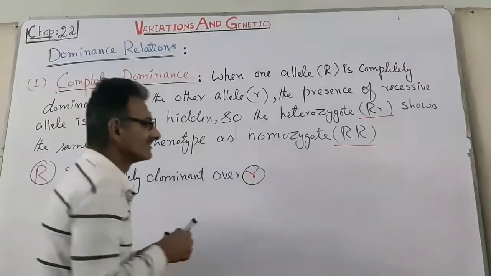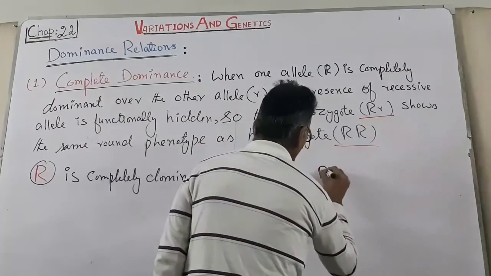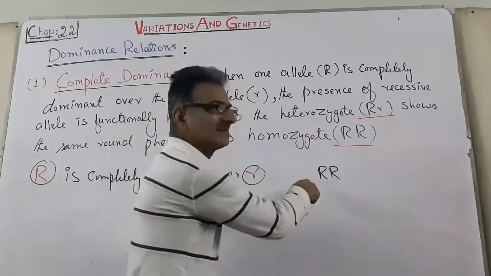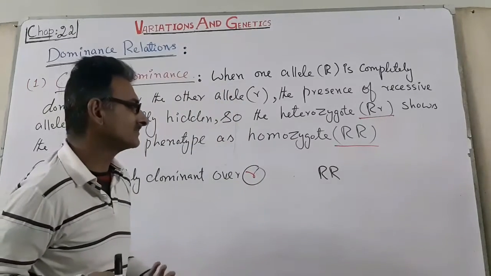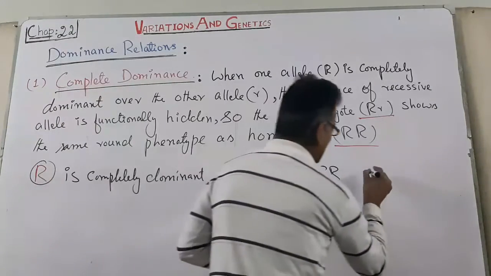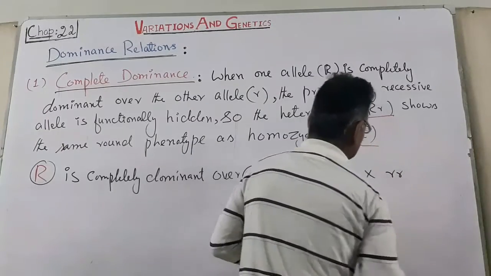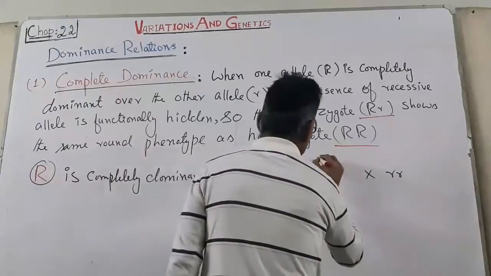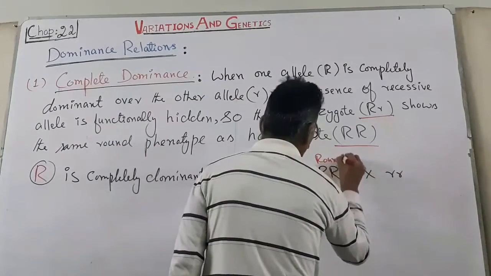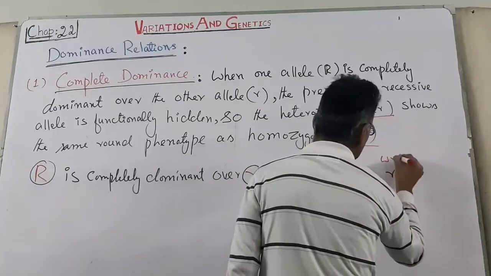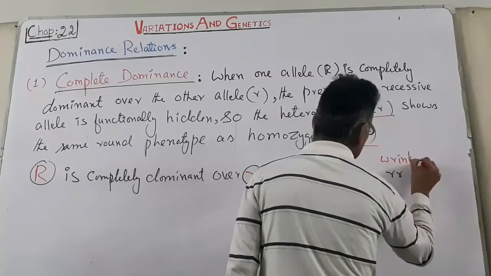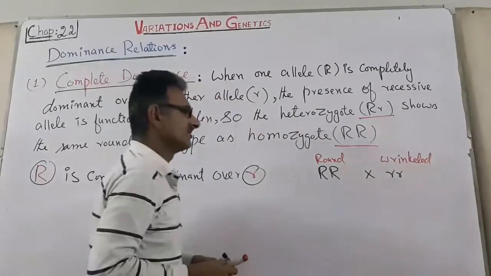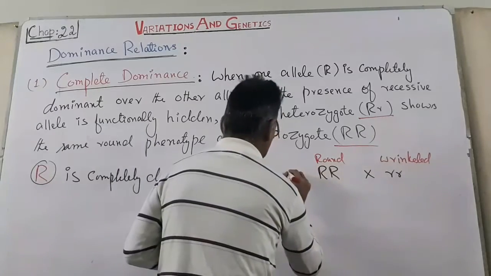When we cross the homozygous round variety, this is the true breeding round seed plants, with the true breeding wrinkled seed plants. This is the true breeding or homozygous round. This is the homozygous wrinkled plant. One is taken as a male and the other is taken as a female. This is the P1.